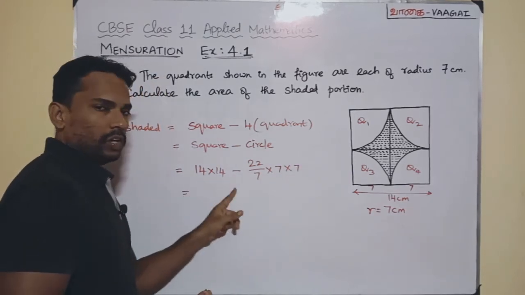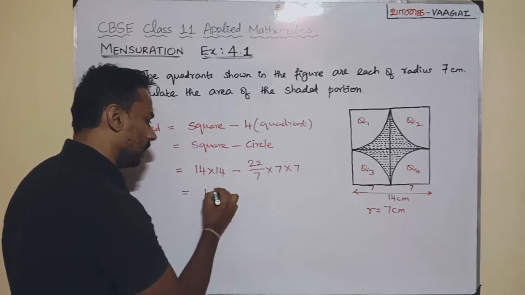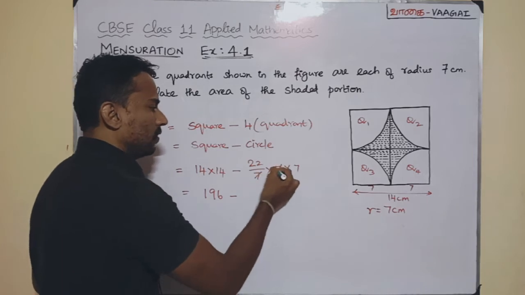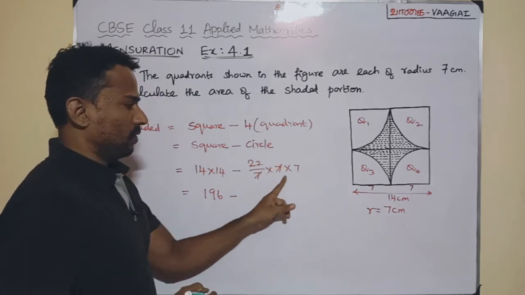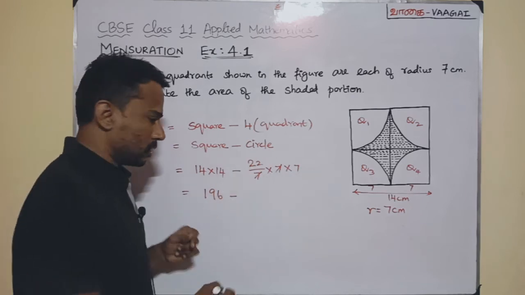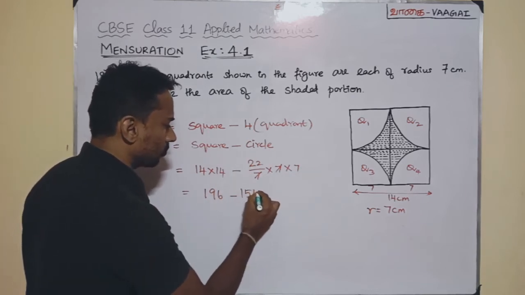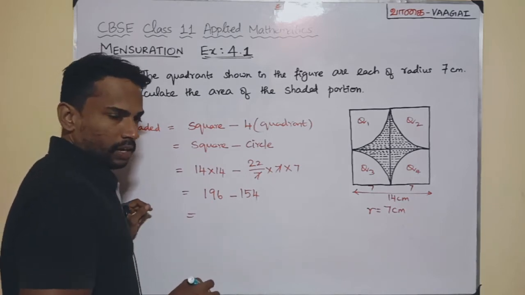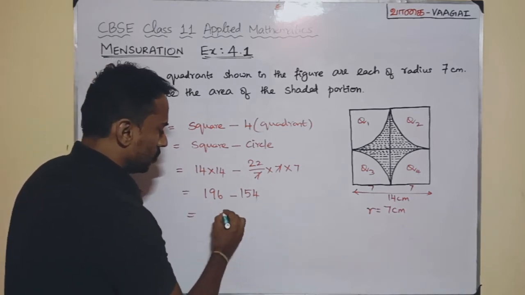Now what is 14 into 14? 14 square is 196 minus, I can cut one 7 here. So one 7 with this 7, I will be left with 22 into 7. So 22 into 7 will be 154. Now when I subtract it, what will be the answer I will get? I will get 6 minus 4 is 2.